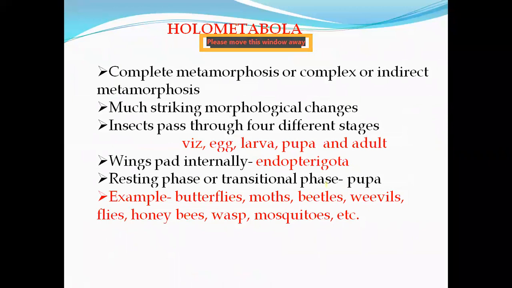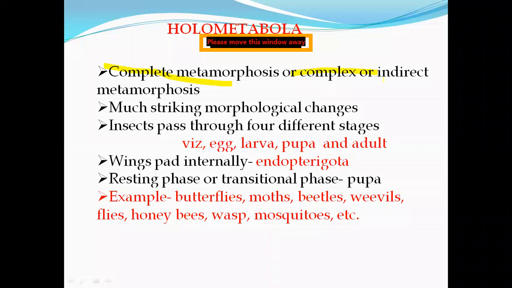Now the third type is known as holometabola. What does holometabola mean? Holo means complete metamorphosis. It is also called complete metamorphosis or complex metamorphosis. In hemimetabola it is direct, and here it is indirect; there it is simple, and here it is complex. That is the holometabola.